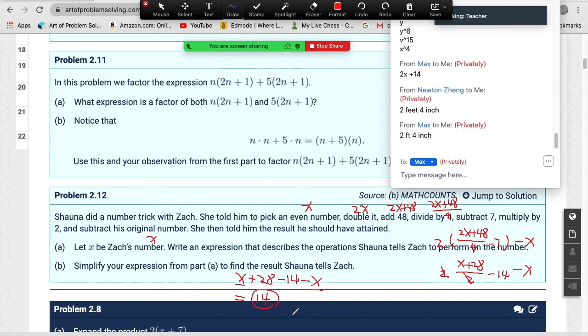So see, from this result, we know whatever number Zach picks, we always get the result 14. So that means Shauna can just ask Zach to pick any even number he wants. Then the result always equals 14. Okay? After we simplify, they always get the result 14.